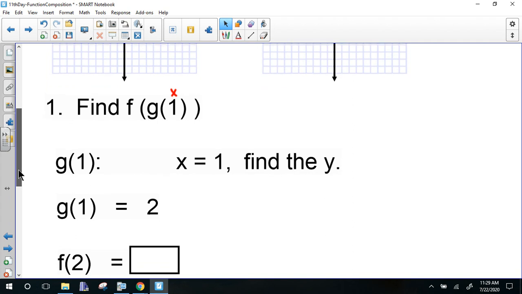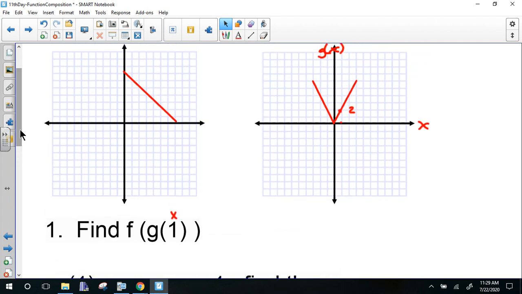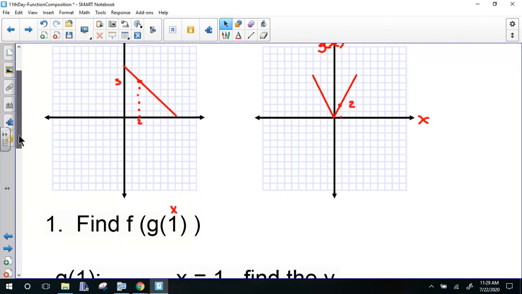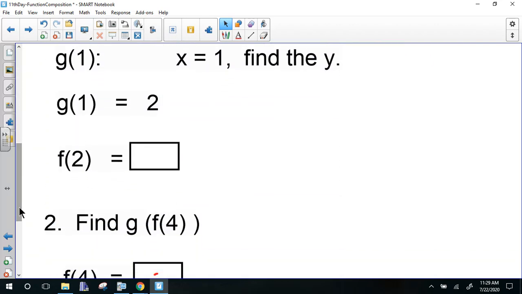Then I want to find f of 2. So I go to the x on the f of x graph at 2, and I'm at 5. f of 2 is 5. So that would be my final answer. f of g of 1 equals 5. We'll do another one.